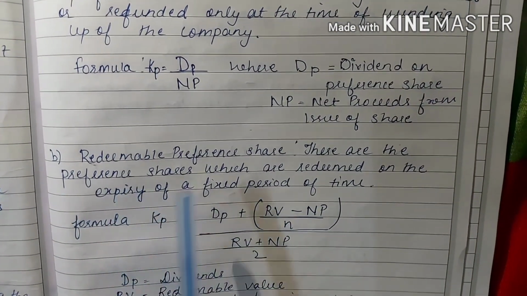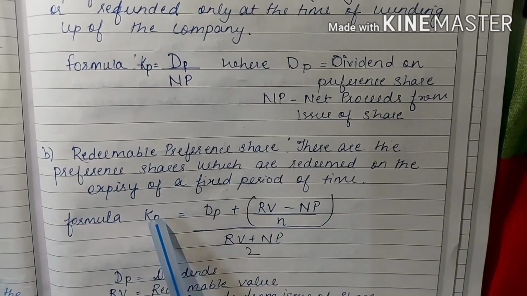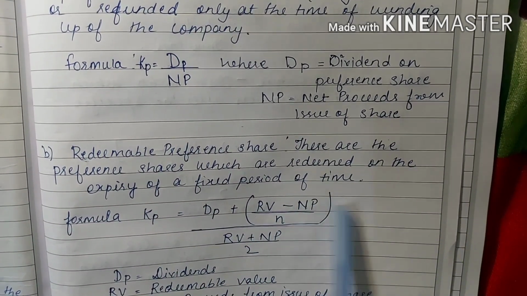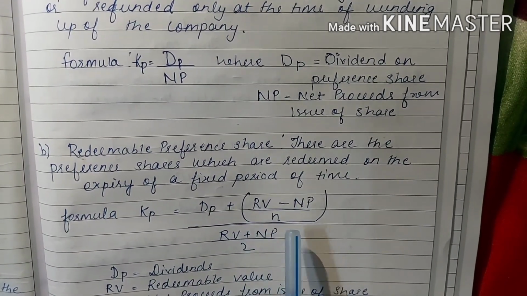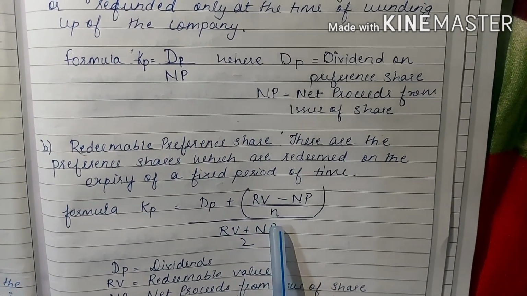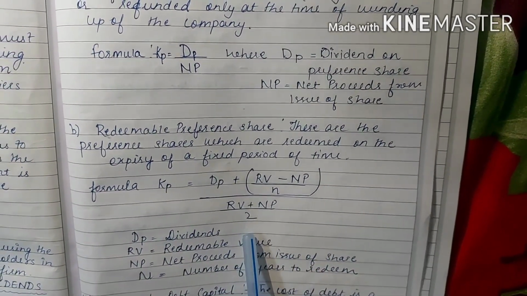Second, redeemable preference shares. These are the preference shares which are redeemed on the expiry of a fixed period of time. So the formula is DP plus (redeemable value minus net proceed) upon N, whole upon (redeemable value plus net proceed) upon 2.